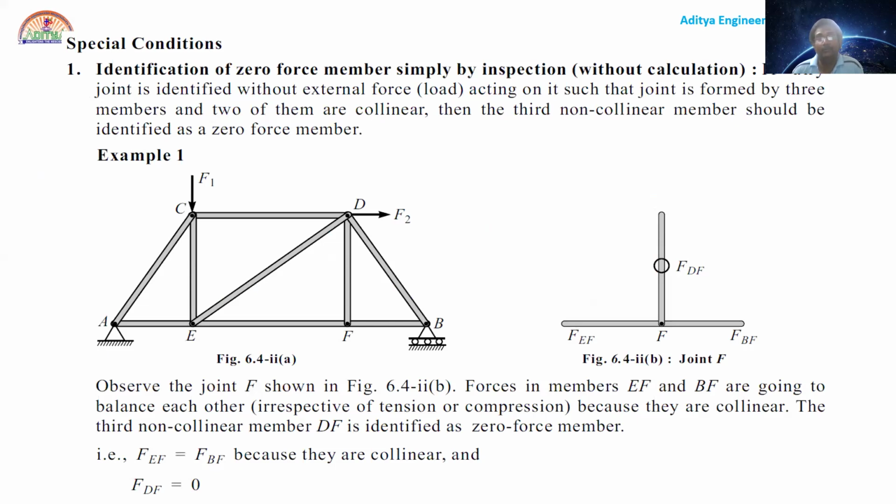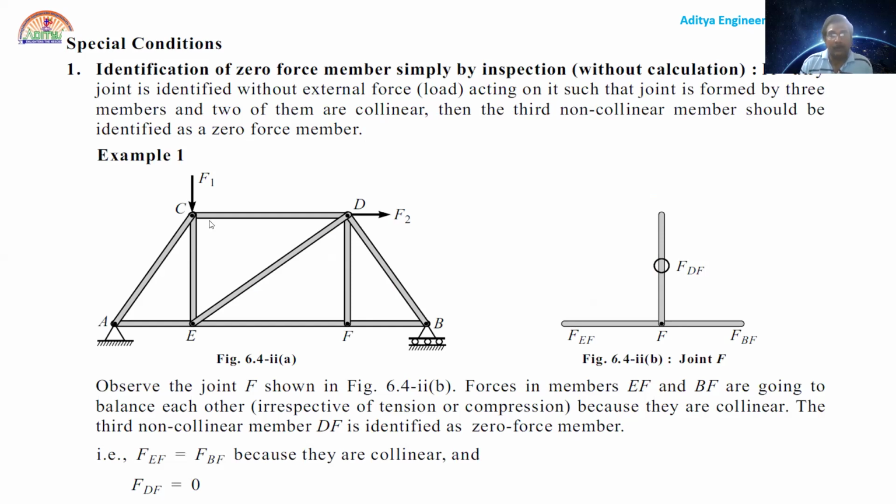A few minutes back, I told you there will be some conditions where some members will have zero force, so there is no force induced. Now you find the first condition, identification of the zero force member simply by inspection, without any calculation. What is the condition? If any joint is identified without external force acting on it, such that the joint is formed by three members and two of them are collinear, then the third non-collinear member should be identified as a zero force member.